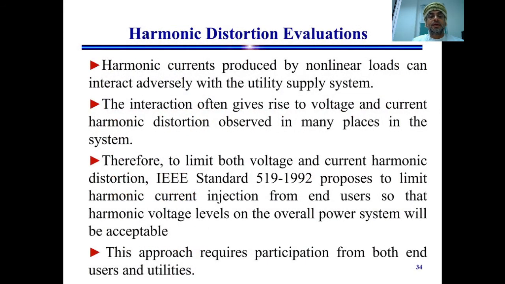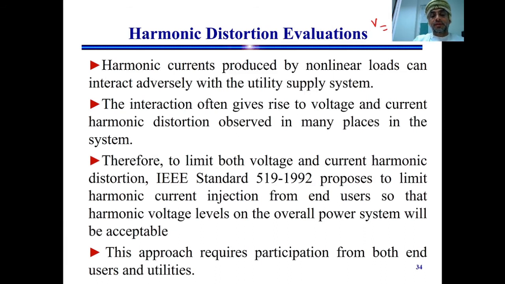Now, how to do harmonic evaluation? Harmonic current produced by a nonlinear load can interact with the utility supply system, as we said, right? The voltage will be equal to I times Z. The voltage that comes from the generator is sinusoidal, of course, but because the load generates harmonics, the voltage at other points in the power system will also contain harmonics. So the interaction often gives rise to voltage and current harmonic distortion that can be found in many places in the system.